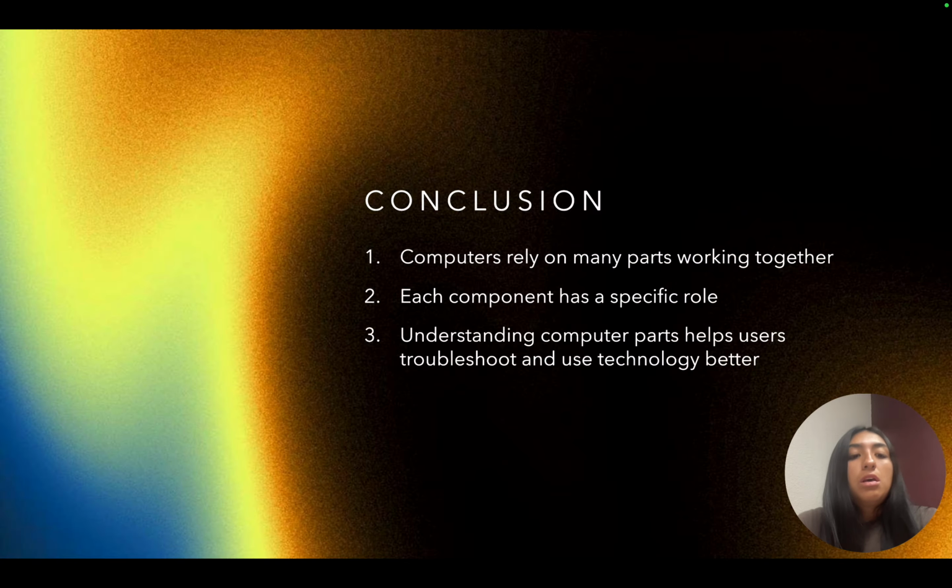Conclusion. In conclusion, computers depend on different components working together. Each part has an important job that helps the computer function properly. Learning about these computer parts helps people better understand technology and how computers operate in everyday life.